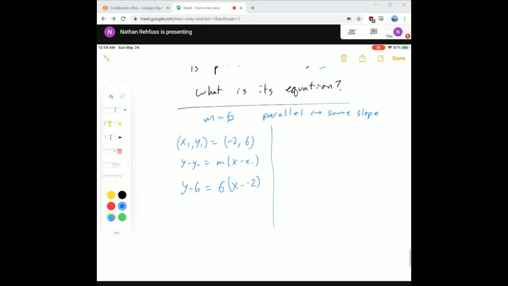Distribute that 6. Y minus 6 equals 6x plus 12. Whoops. Add the 6 to both sides. Y equals 6x plus 18. That'll do it.